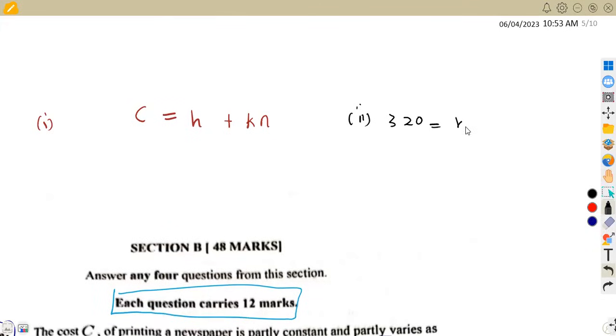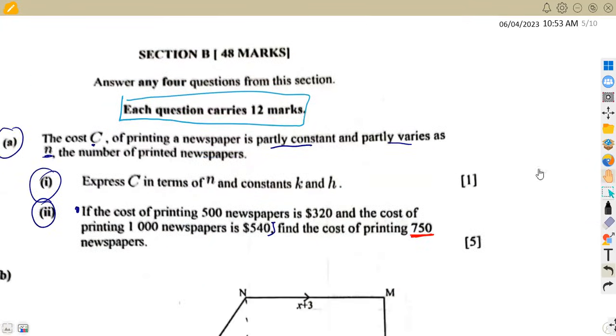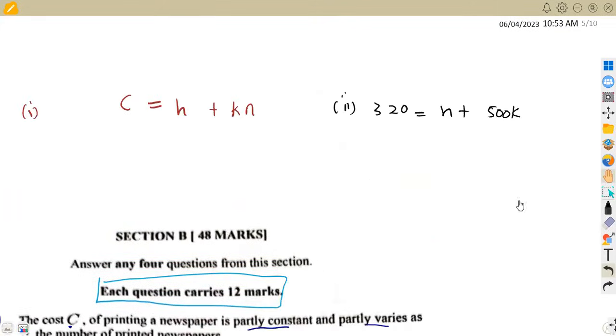So $320 is equal to H plus the constant times the number of newspapers, which is 500 newspapers. So it is going to give us 500K. The second part, it's for the cost of 1,000. We have got 540. So 540 being the cost is equal to H plus the number of newspapers, at that point 1,000, times the constant. So from this information, we can find H and K. So we are going to find H and K, the constants.